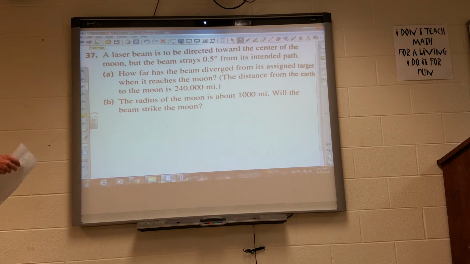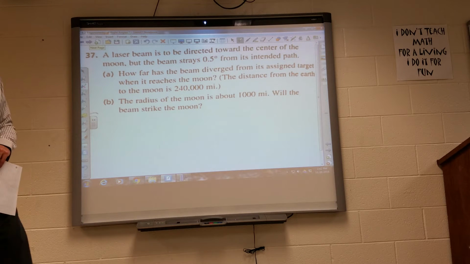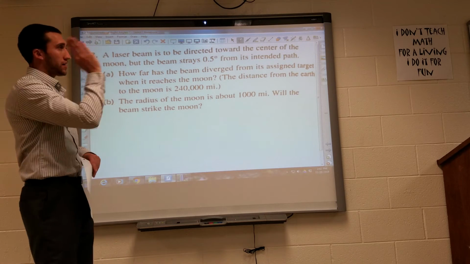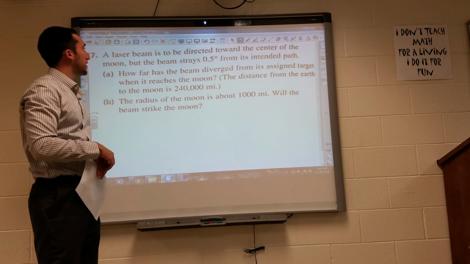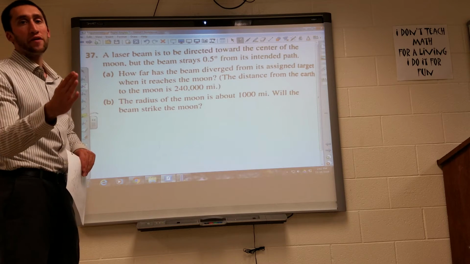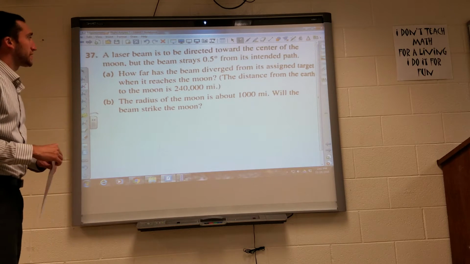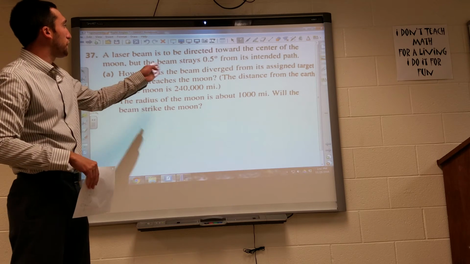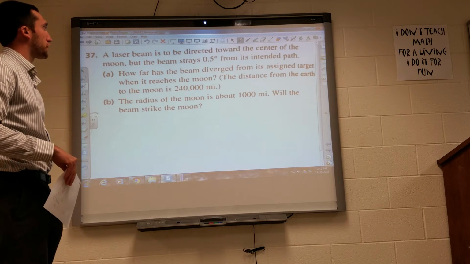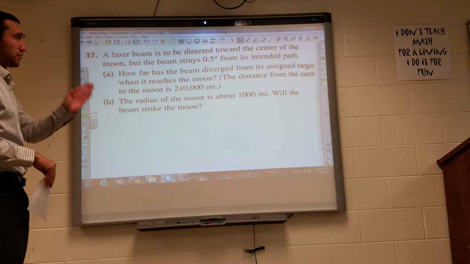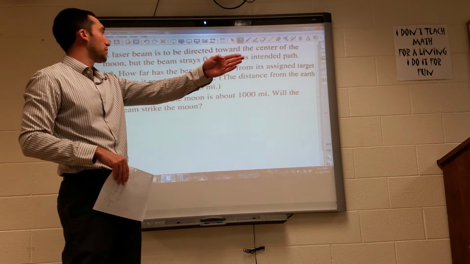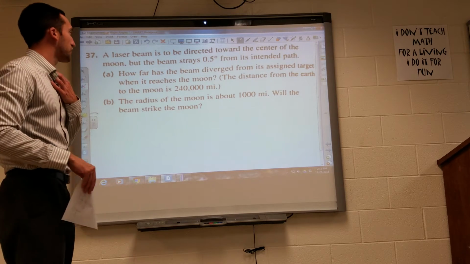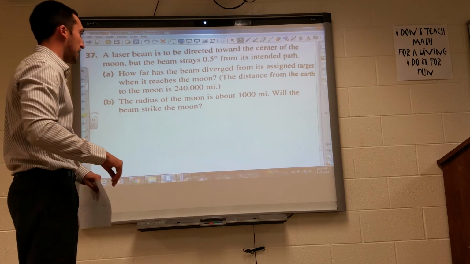Finally, we have a laser beam directed toward the center of the moon, but as I aim my laser beam at the middle of the moon, it strays 0.5 degrees from the intended path. First thing they want us to do is find how far the beam has diverged from its assigned target, right? So how far has it diverged from the middle of the moon? And they tell us that the distance from the Earth to the moon is 240,000 miles.